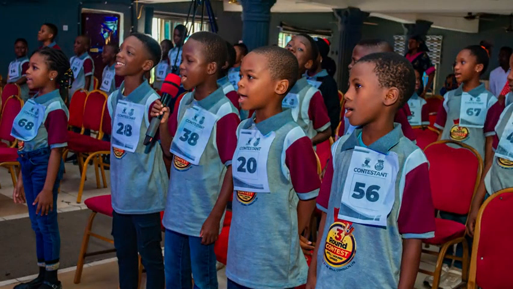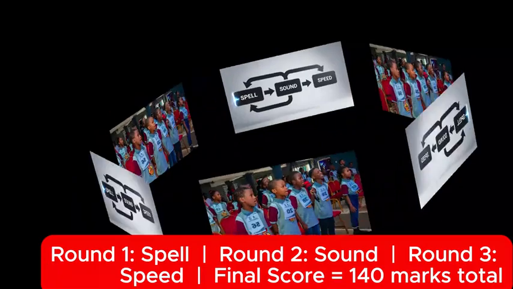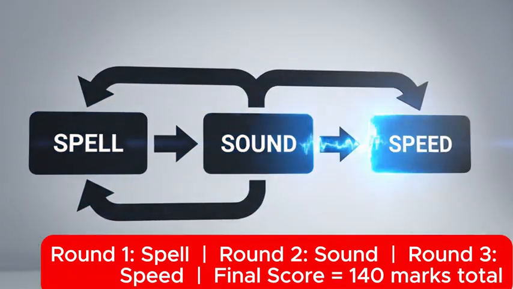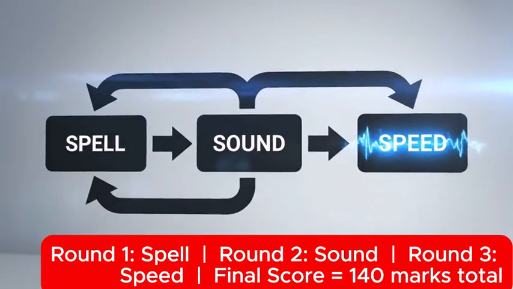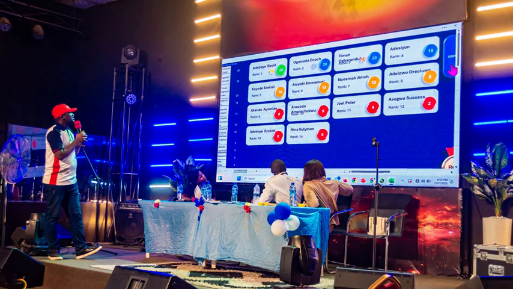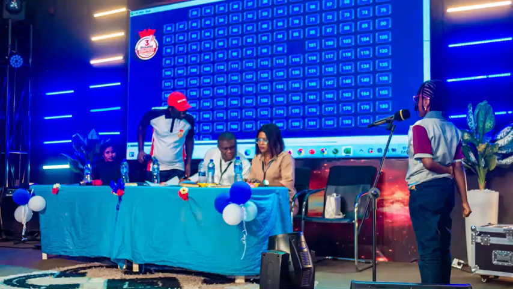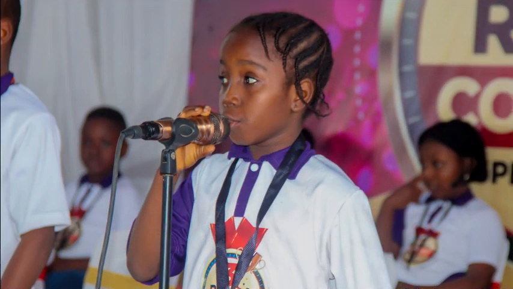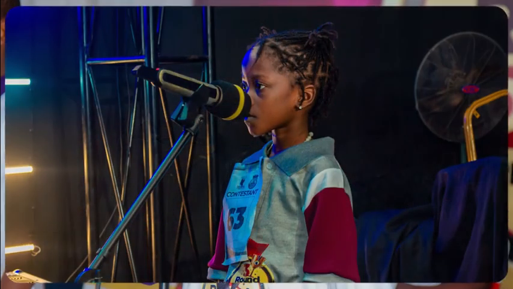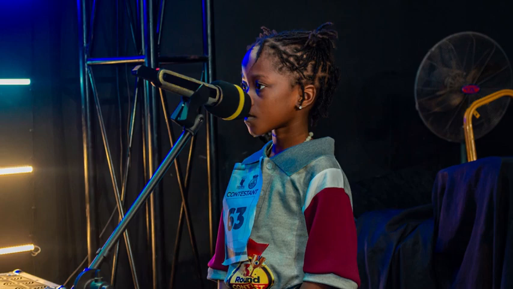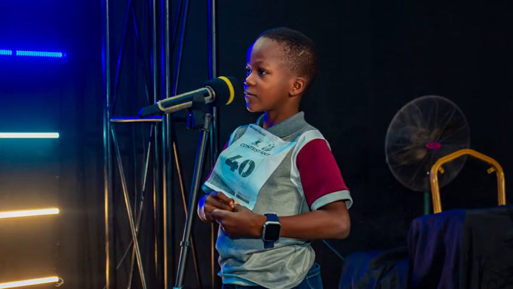The contest is structured in 3 rounds. Round 1 is the spell round. Round 2 is the sound round. Round 3 is the speed round. Every contestant begins at round 1. To move forward, you must qualify, and to win, all 3 of your round scores will count. Contestants compete by class level. All students from the same class across all participating schools are grouped together and assessed on the same questions.